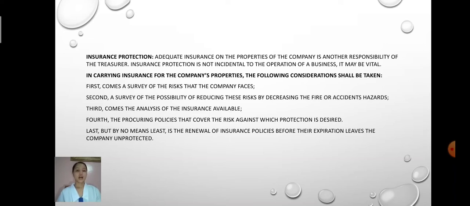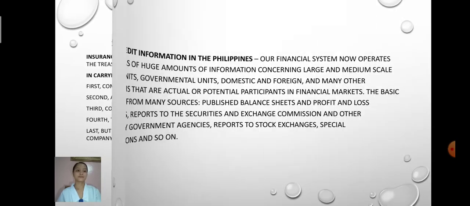First comes a survey of the risk that the company faces. Second, a survey of the possibility of reducing this risk by decreasing the fire or accident hazard. Third comes the analysis of the insurance available. Fourth, procuring policies that cover the risk against which protection is desired. Last, but by no means least, is the renewal of insurance policies before their expiration leaves the company unprotected.